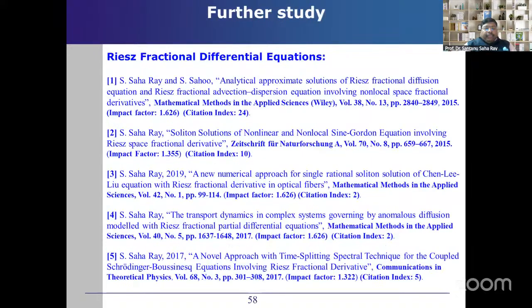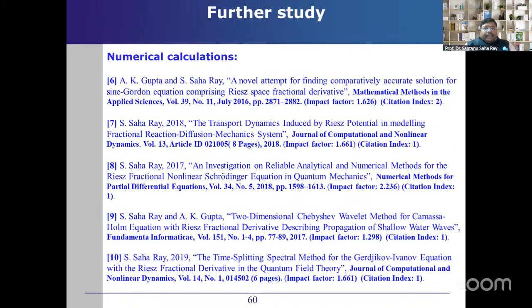So these are the papers in which fractional differential equations have been solved analytically by the optimal homotopy asymptotic method, which is a semi-analytical method. And in these papers, I have solved these fractional differential equations by numerical methods.